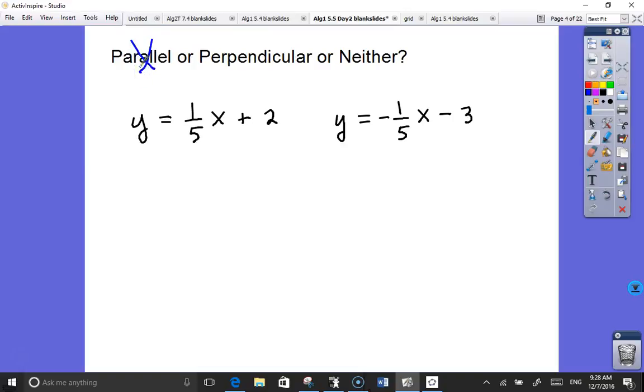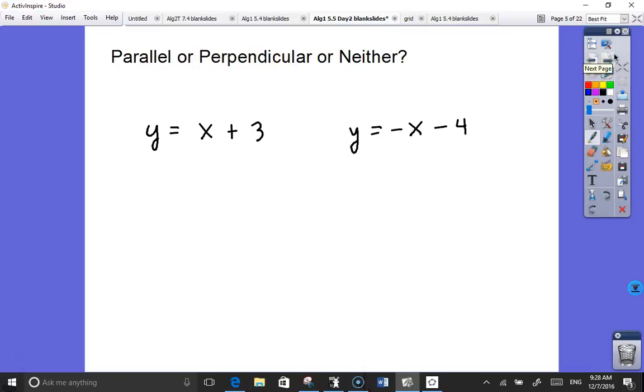Are they perpendicular? John, are they perpendicular? Why not? Because they're the same. They're the same, and they're the same, but they're opposites. What would it have to be for them to be perpendicular? You have to flip the fraction, right? So they're not parallel. They're not perpendicular. They're neither. Okay. How about these two?